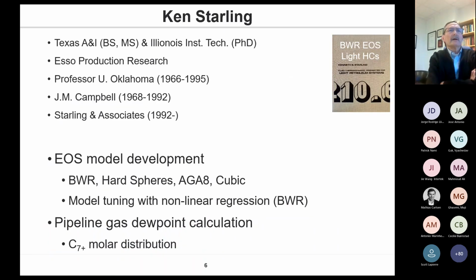Ken Starling, he did his bachelor's and master's degrees at Texas A&I. He did his PhD at Illinois Institute of Technology. He also, about the same time as Keith, started working for SO Production Research before becoming a professor at the University of Oklahoma in 1966. And he did a long stint there, almost 30 years, I think, at the university. He also taught industry courses through the Campbell and Associates organization.